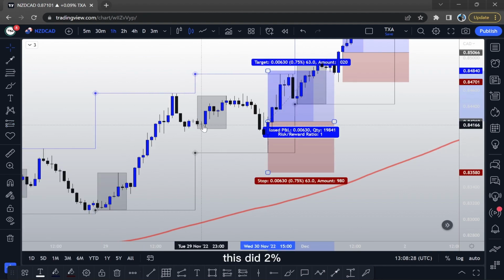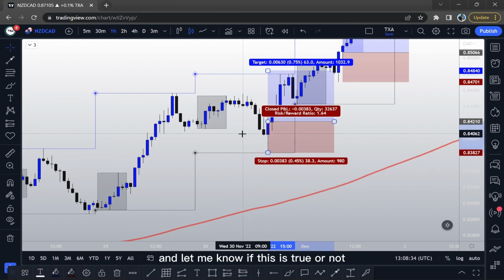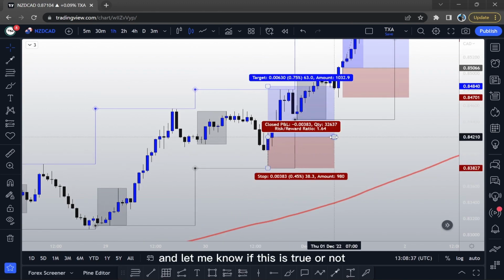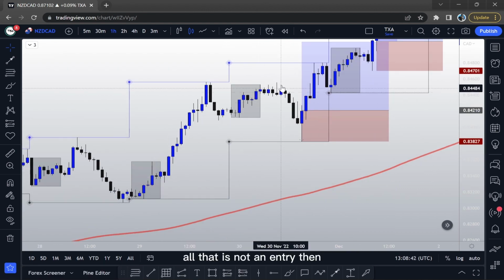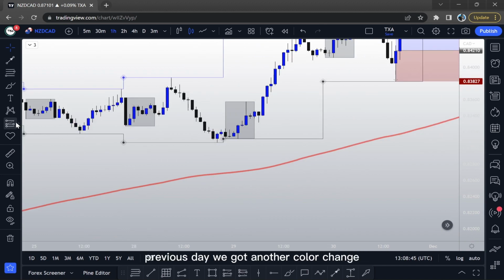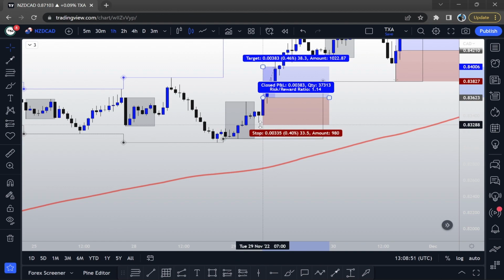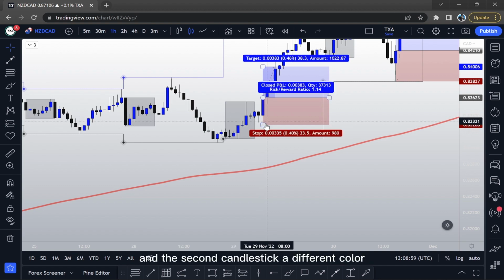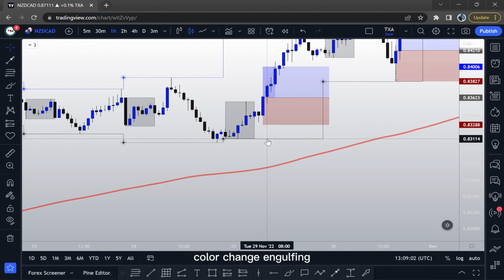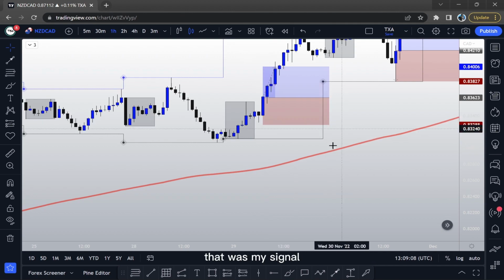This did 2%. This is NZD-CAD. So open your charts and let me know if this is true or not. So right there, another 2%. All that is not an entry. Then previous day, we got another color change engulfing. Once again, color change means we have one candlestick which is one color, and the second candlestick a different color. That's the color change. Color change engulfing, full engulfing candlestick entry. That was my signal.